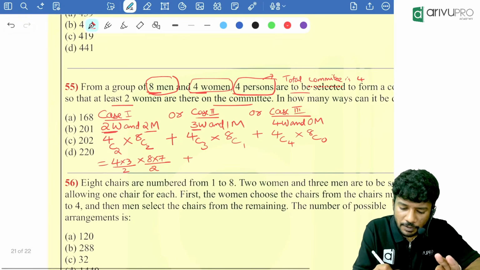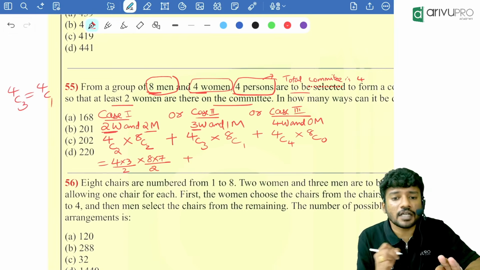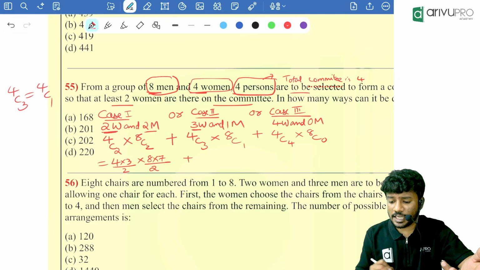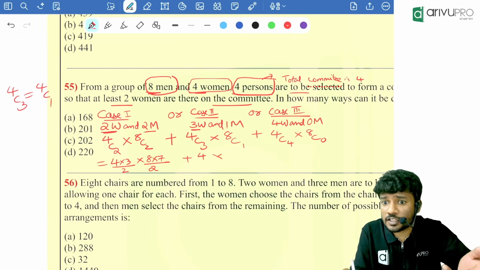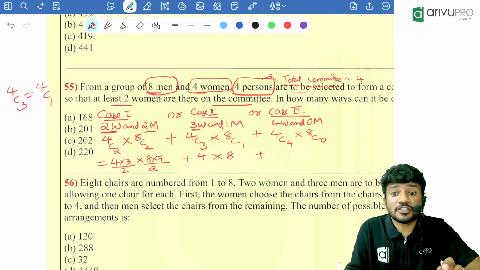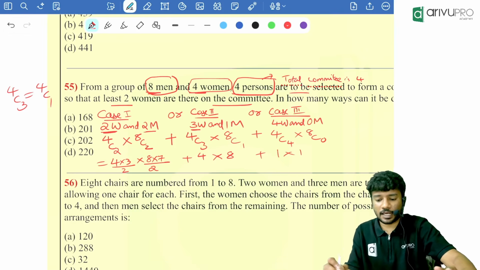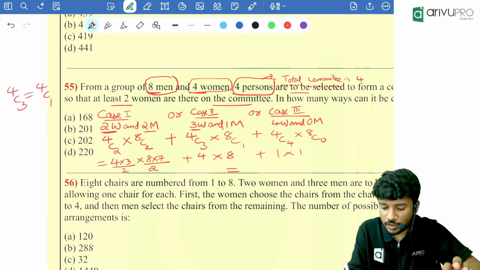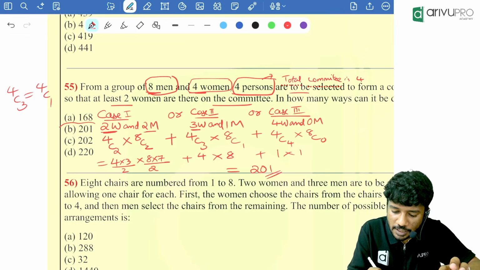4C3 is how much, people? What did I tell you about 4C3? That is 4C1. 4C3 and 4C1 are equal. That means can I write it as 4 itself? 4C1 is 4, into 8C1 is 8, plus 4C4 is how much? NCN was how much? 1 into 1. How much is the answer? Take your calculator. Get the answer for me. 201. Use memory calculation, get me the answer.